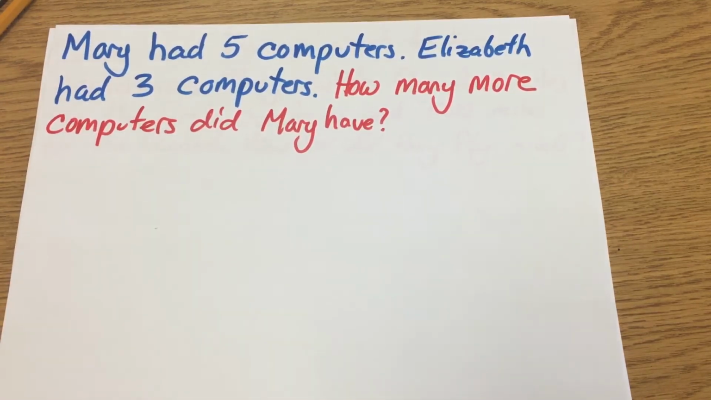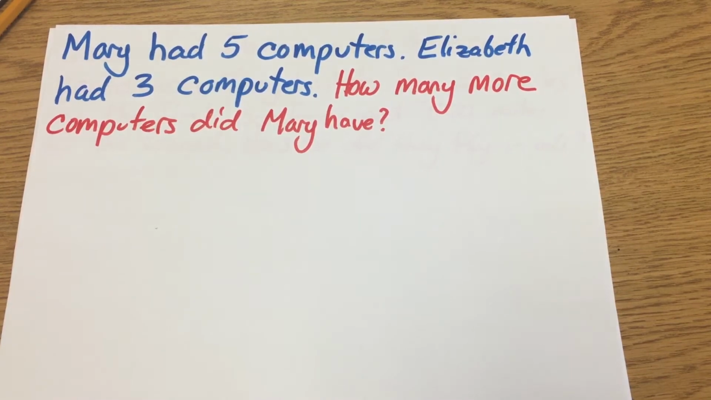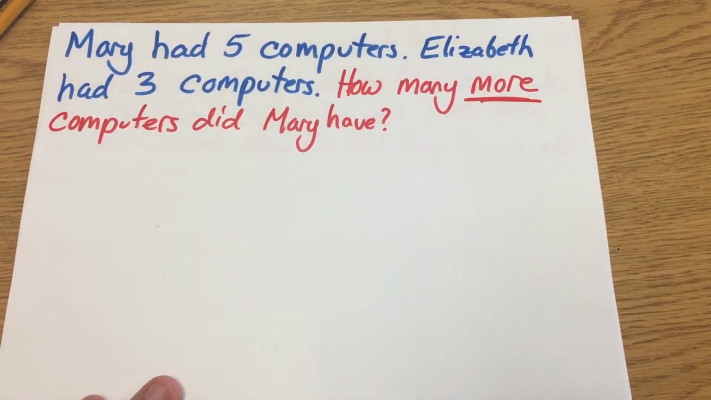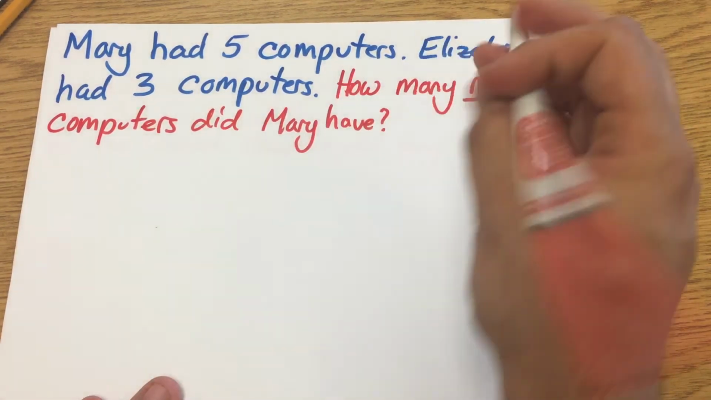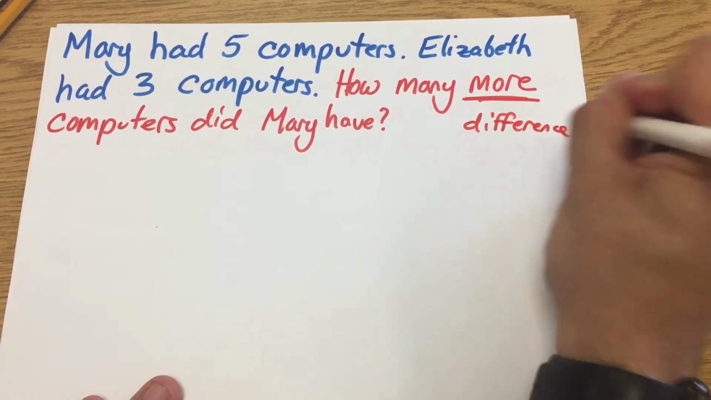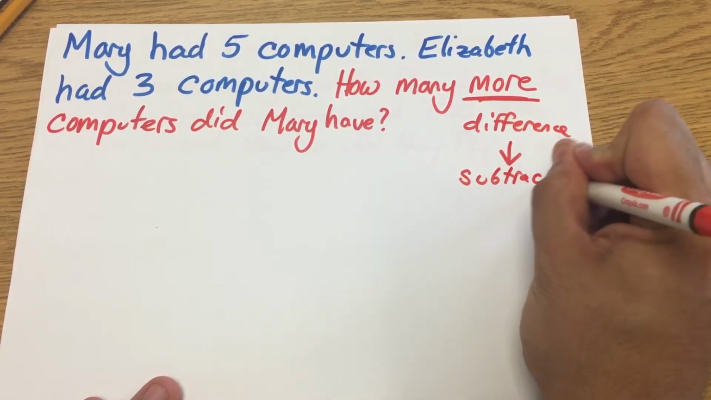Now let's compare that problem to a similar one. In this instance, Mary has 5 computers. Elizabeth has 3 computers. How many more computers did Mary have? So this problem is a little bit different. When I see the phrase how many more did Mary have, that's showing me that I'm looking at the difference between those two numbers. And whenever I see the word difference, I'm going to be using subtraction.